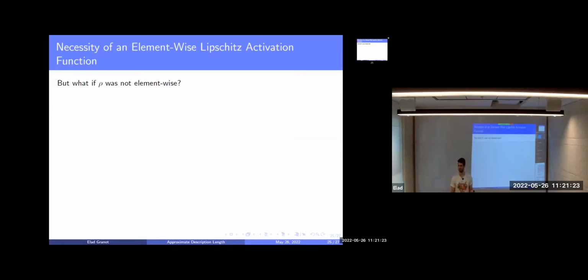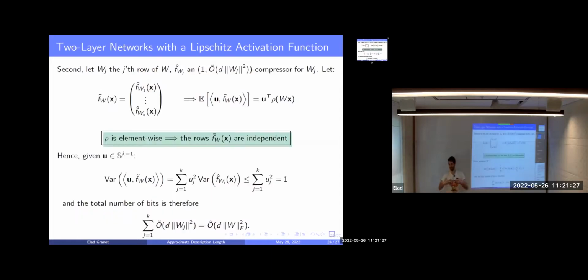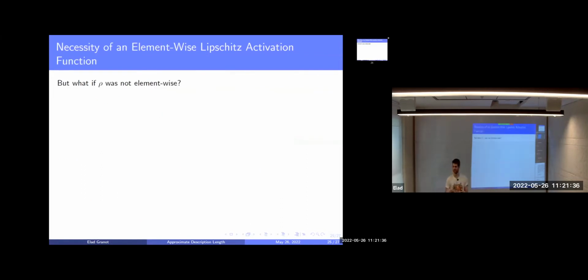So the question is, is it necessary to have this? Of course, what helped us to get this? Because rho was element-wise, we managed to not increase the variance. Okay, so is being element-wise a necessary property of the function?